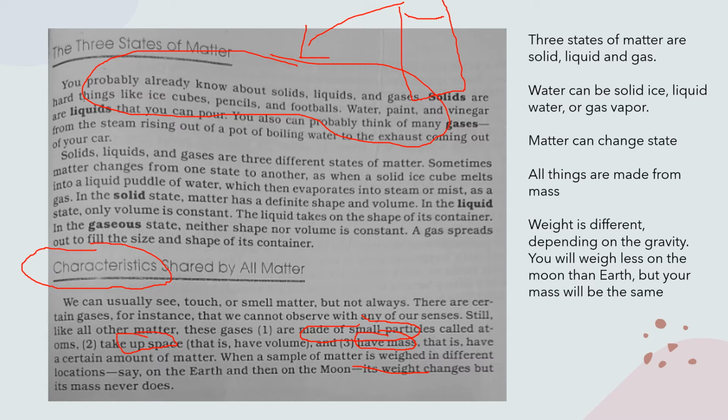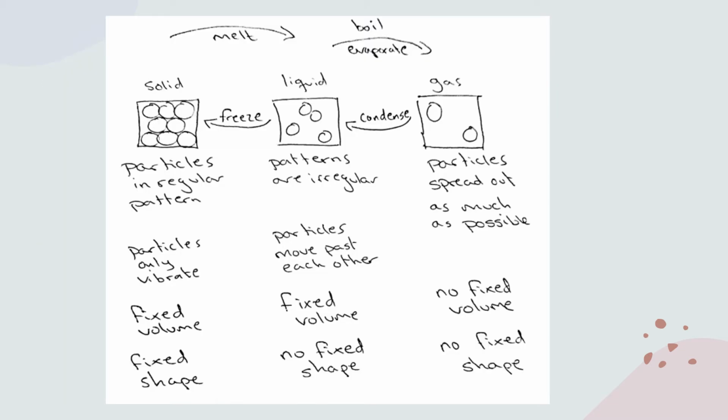Now, some notes that I would like you to copy down. 3 states of matter are solid, liquid, and gas. Water can be solid ice, liquid water, or gas vapor. Matter can change state. All things are made from mass, and the weight is different depending on the gravity. Okay, so pause the recording and copy down this diagram.